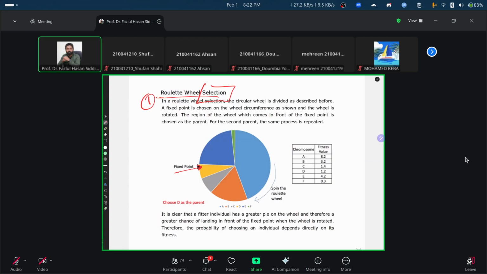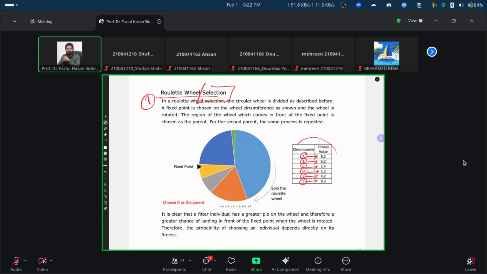So this way we do the selection process. Let me clarify. For example, we have picked six solutions: Solution A, B, C, D, E, F, and their respective fitness values you can see at the side. The corresponding fitness value is given.